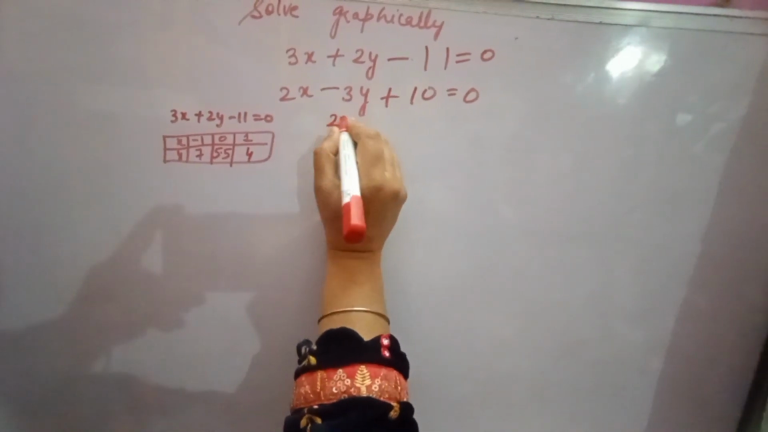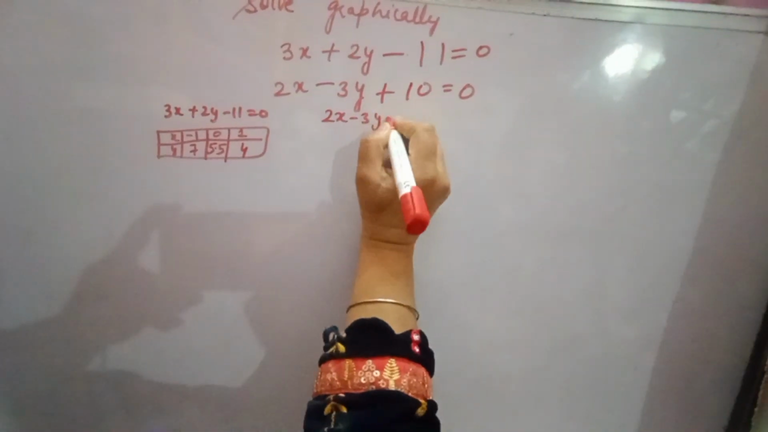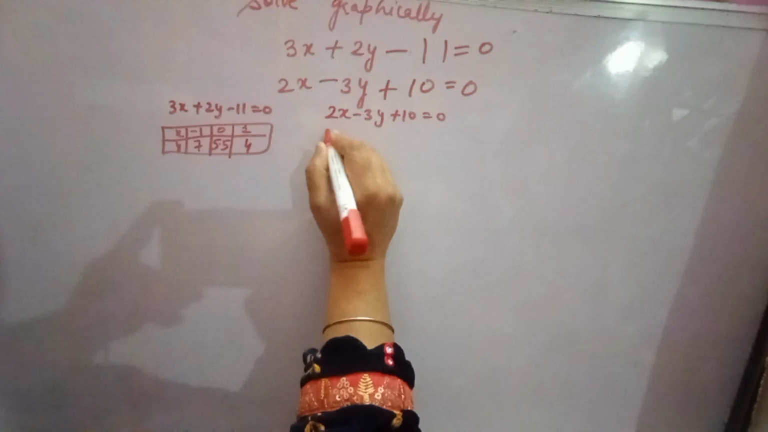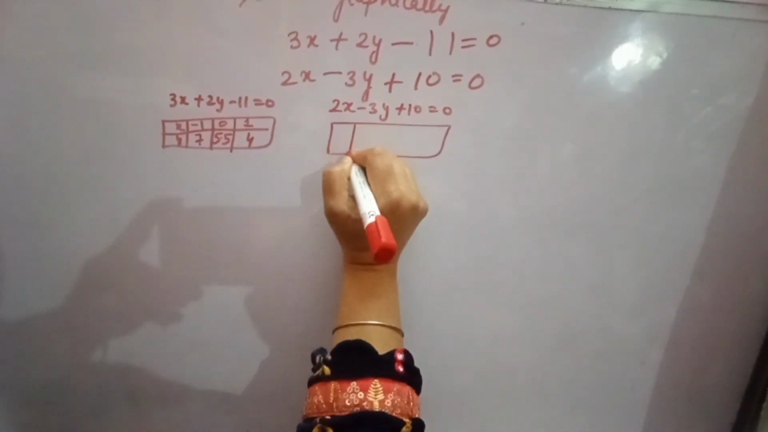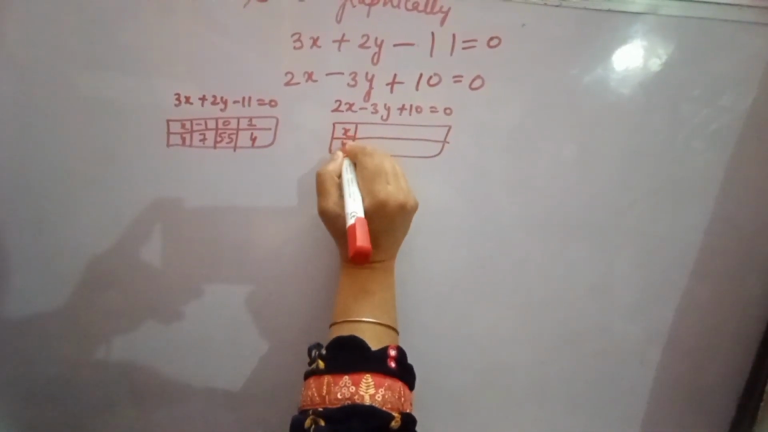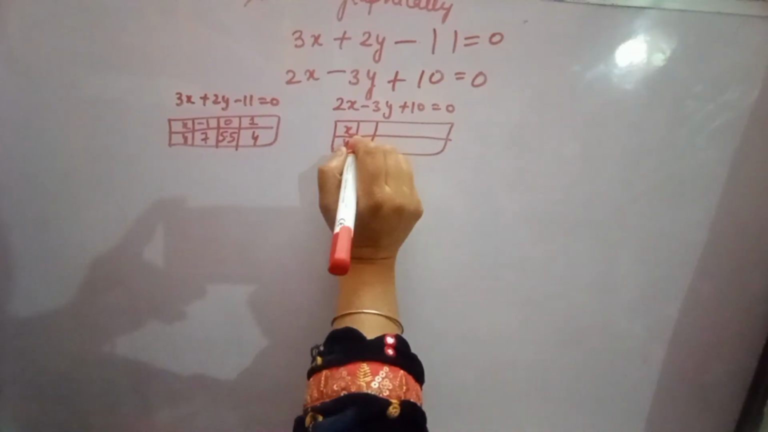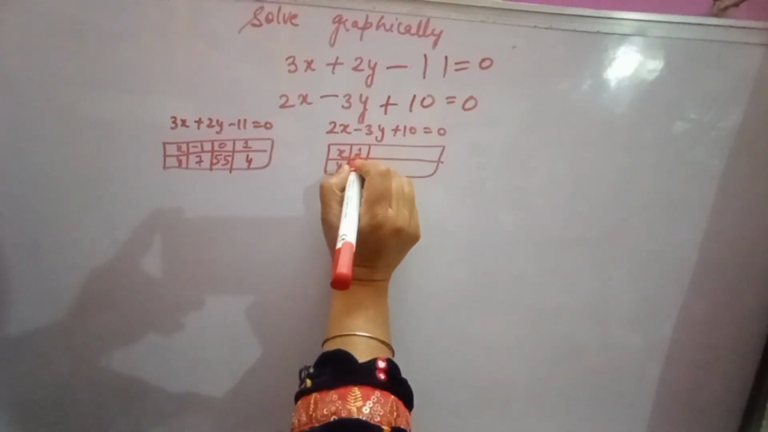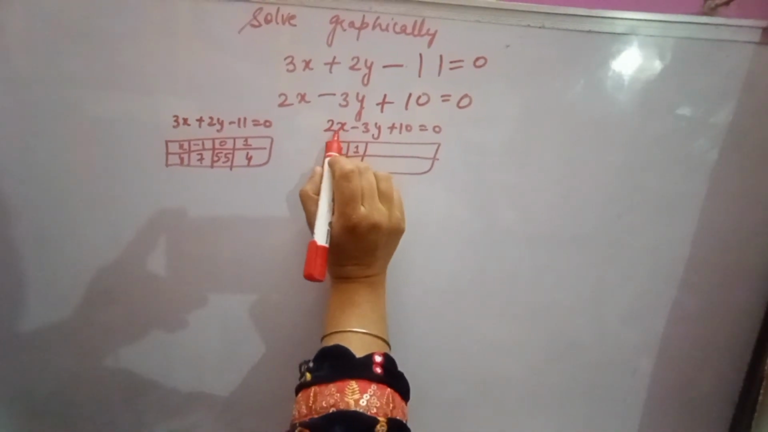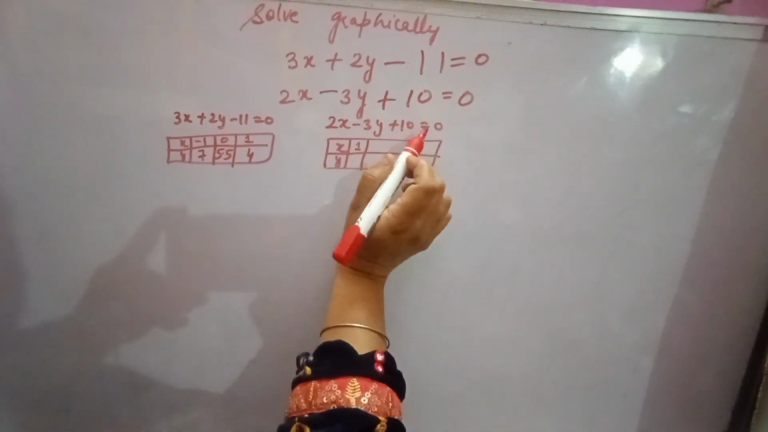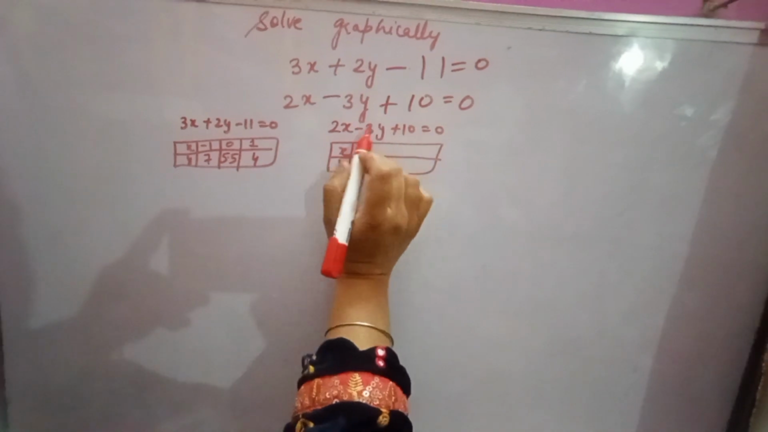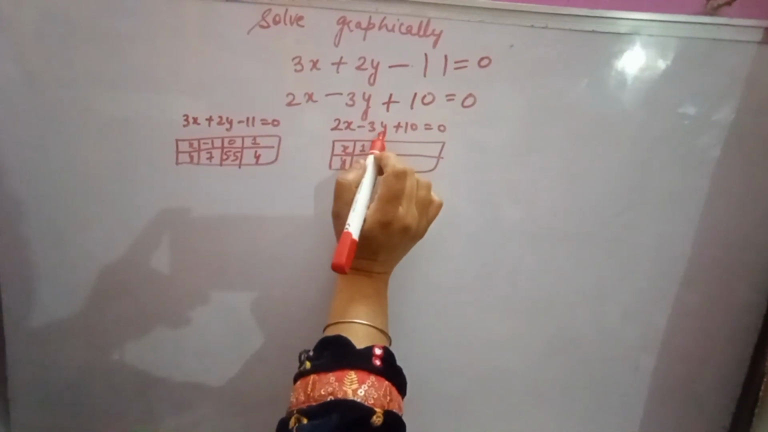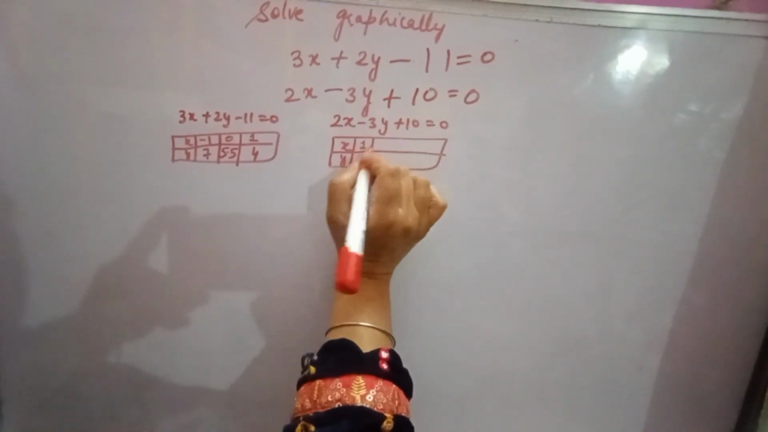Same way, for the second equation, you will take 2x minus 3y plus 10 equal to 0. You will give different values of x and you will find the value of y. This is the way how to solve graphically. Suppose you are giving x equal to 1. You will get 2 into 1, 2. 2 plus 10, 12. 12 will go that side, it will become minus 12. Minus minus will be cancelled. Y will come minus 12 over minus 3, that is 4.